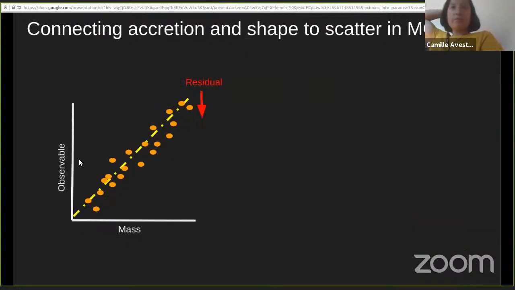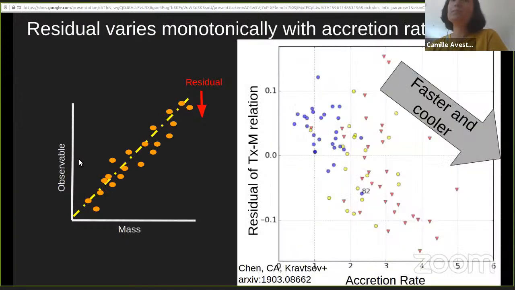All right, so this is all well and good, right? This is like simulation world. We're connecting accretion and shape to scatter, but we want to connect that to scatter in the mass observable relation. The mass observable relation has some sort of a residual off of it. And if we can connect that to something physical, that's a nice thing to understand and then better inform different modeling modes for saying, hey, here's a predicted mass observable relation and the entire scatter and spread about that.